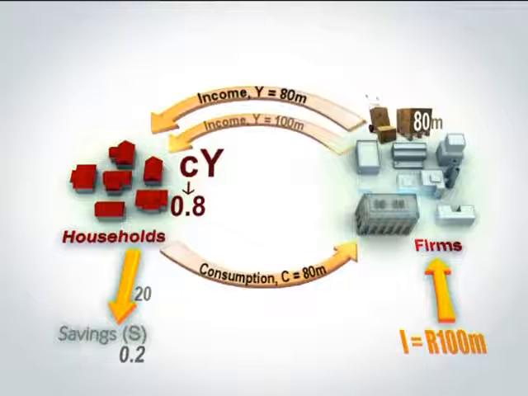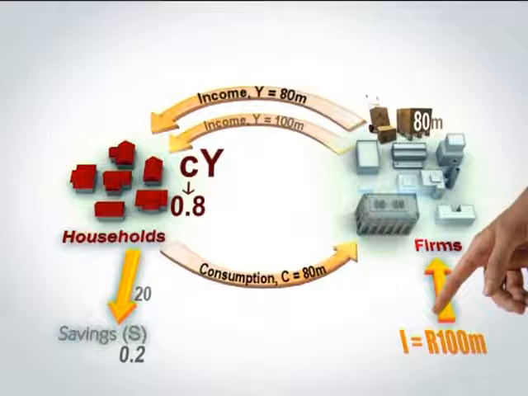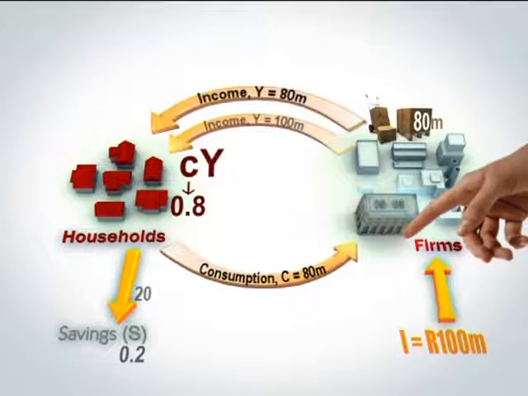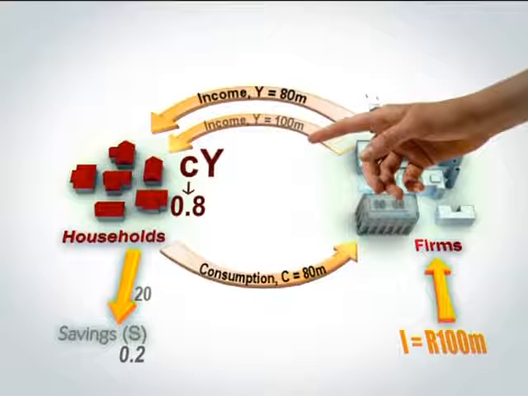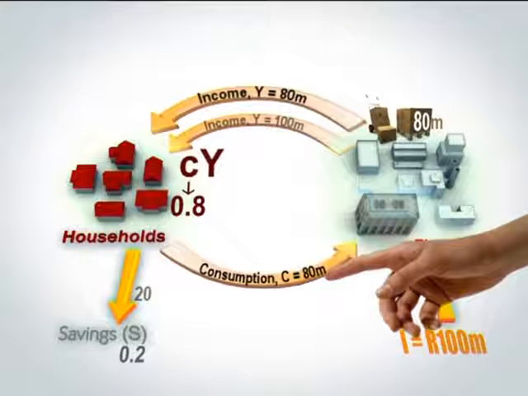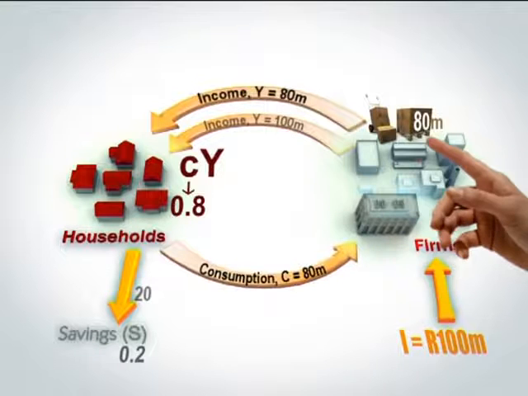What's happened so far? Well, at this point, the 100 million rand increase in investment spending has caused total spending to rise by 180 million rand. We have the new 100 million rand factory, the building of which generated 100 million rand of additional income for the households involved in building it. They in turn went out and spent 80 million rand of that. Now this pleased the firms in the economy. Demand's up again, and they duly increased production by a further 80 million rand.